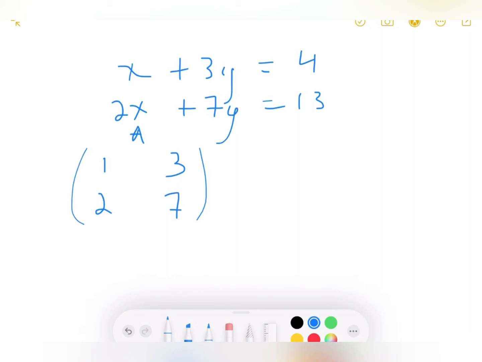Next, we want to have a matrix with our variables. That matrix is B. So our B matrix would have x on top and y, and then we'd have equal to whatever constant they're equal to, which is 4 and 13.